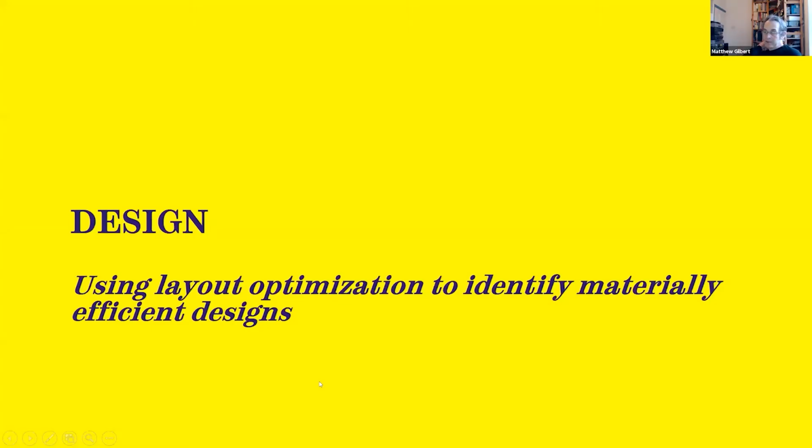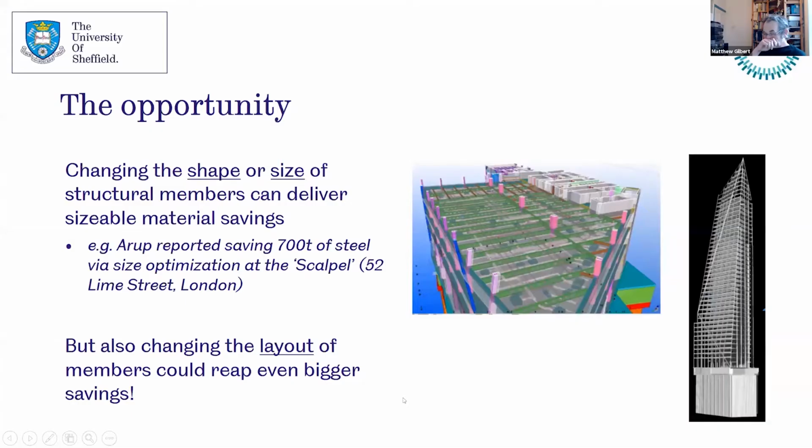something called layout optimization, where instead of adopting a continuum representation, we actually deal with discrete structural elements, for example, truss elements, to identify an optimal truss structure, for example. So moving on to the design side, there's a big opportunity to apply optimization in general, I think.